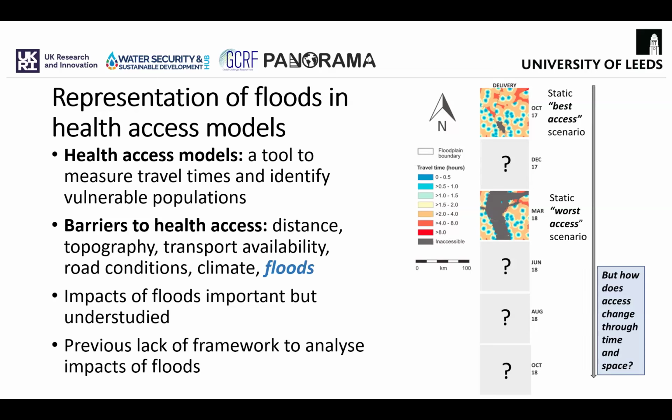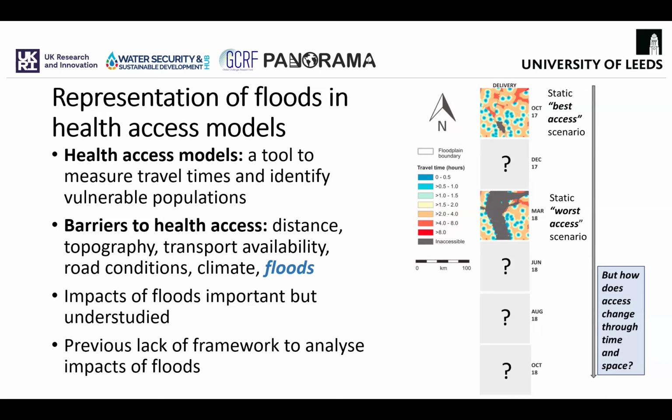And what you can see on the figure here is that, at most, health access models present a best access scenario. So there's no consideration of floods at all. And the few that have tried have either just relied on generic flood extents that don't actually correlate to any known flood, or they just reduce the parameters. And you've got tons of missing information. When are the floods actually beginning to impact health access? When do the floods stop impacting health access? And we all know that floods are so variable depending on where you are. They change through space and time, so we need to be able to assess them properly.